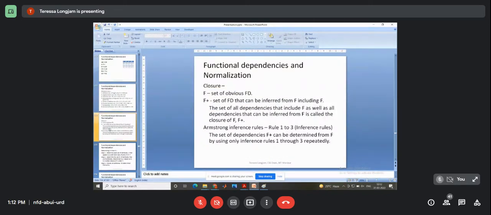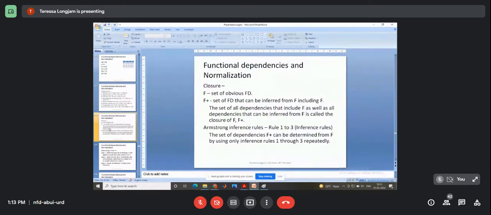Now, why do we have to do this inference? We are deriving many other remaining functional dependencies from a given set of functional dependencies, so that we can perform many other very important tasks by using the concept of inference. I will just tell you one such example.